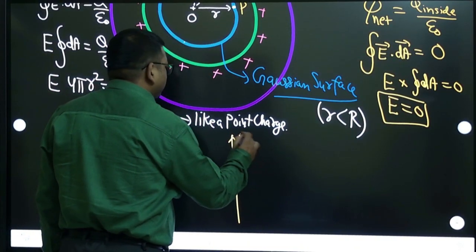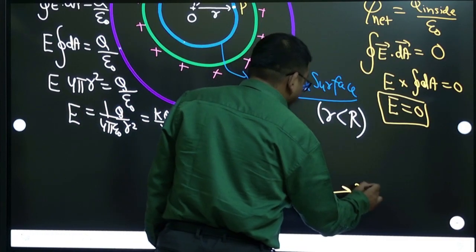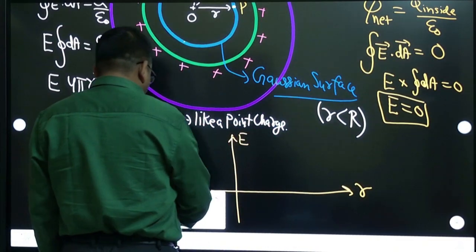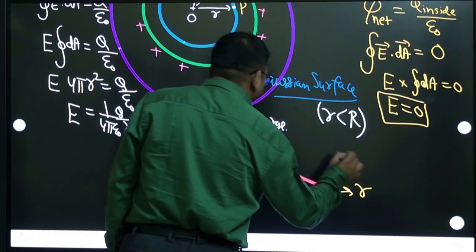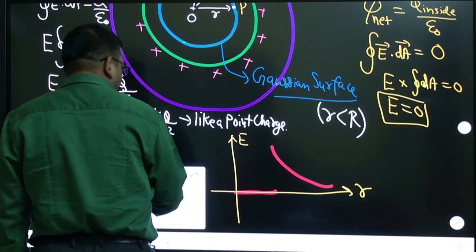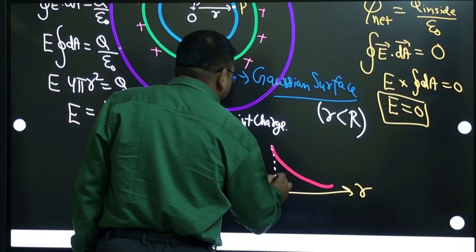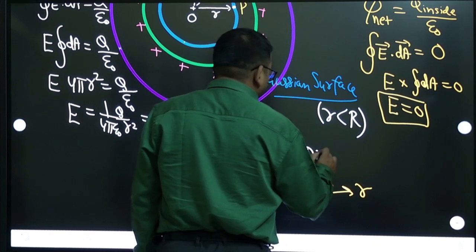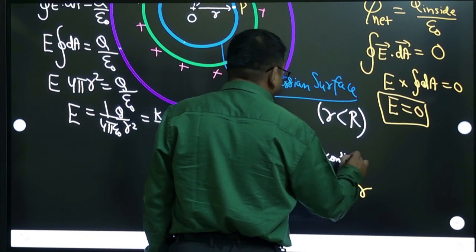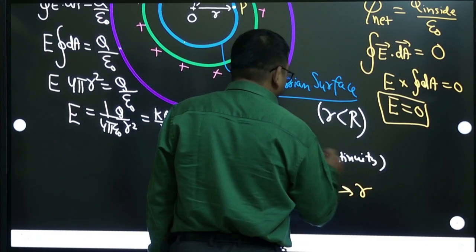The field graph is like this. The field is 0 up to the surface, and from the surface outward it goes like this. So this is a discontinuity. The graph is a discontinuous graph.